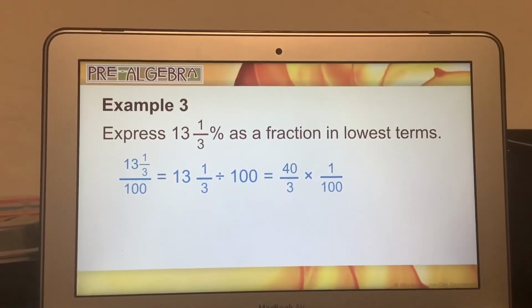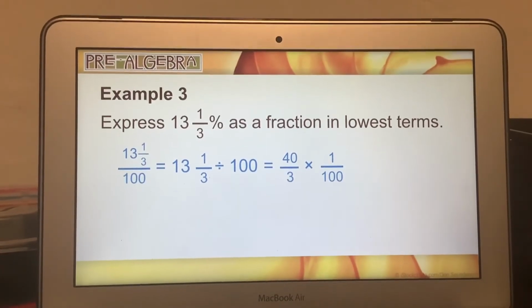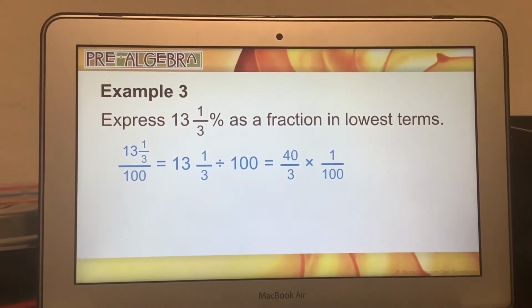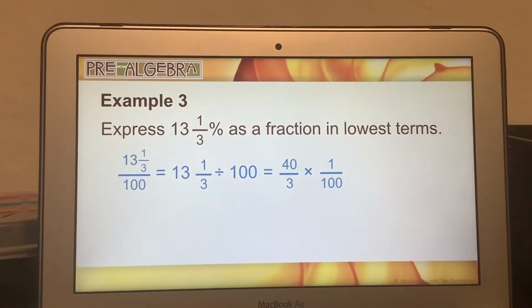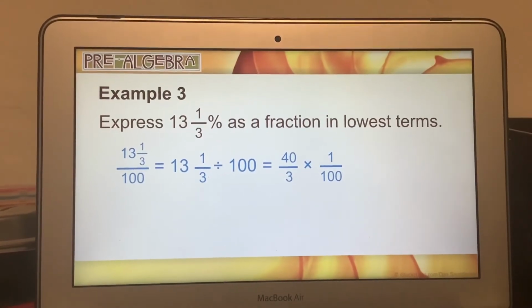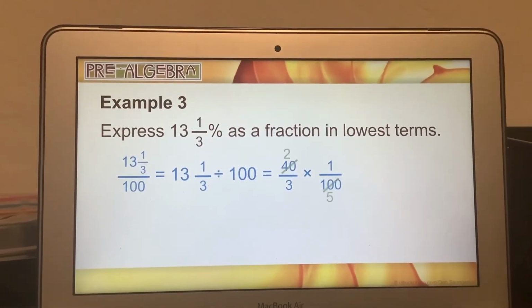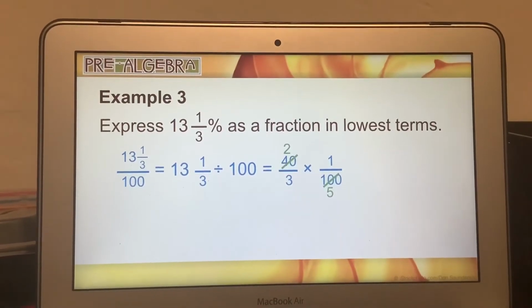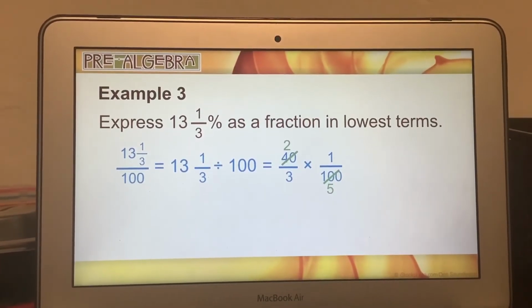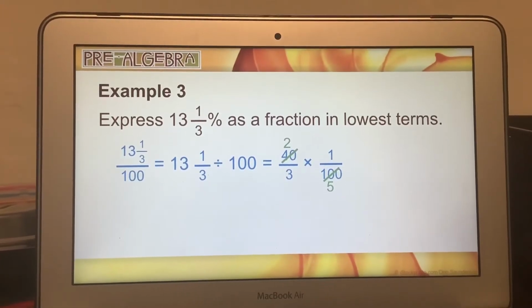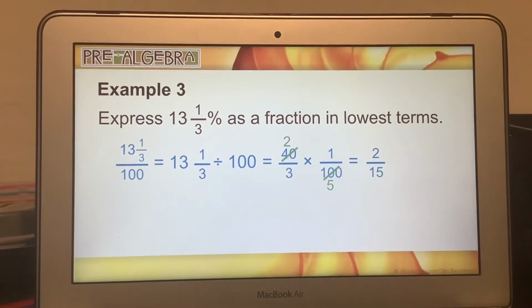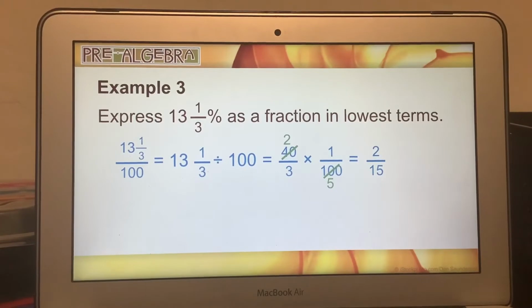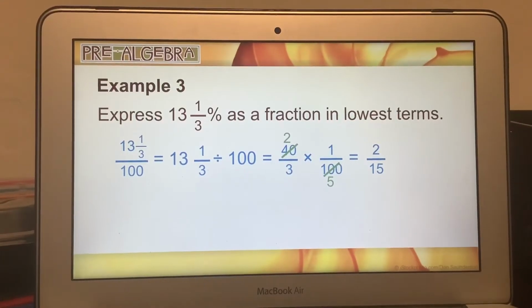Now I can also cross cancel with 40 and 100. I can divide each of those by a common factor of 20. So 40 divided by 20 is 2, and 100 divided by 20 is 5. So now I can multiply and find my new fraction. 2 times 1 is 2, and then 3 times 5 is 15. So 13 1/3% is equal to 2 over 15.